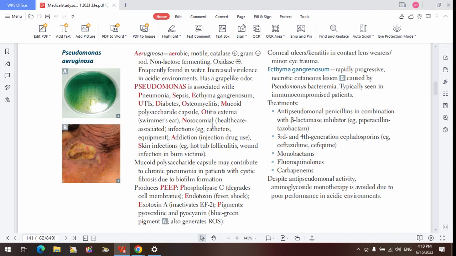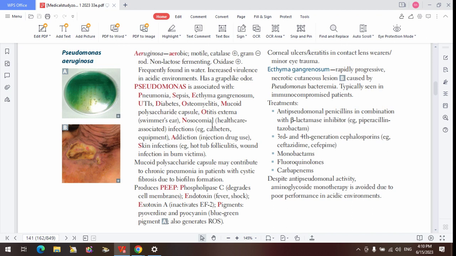Pseudomonas is one of those encapsulated organisms that we listed. I'm not sure we use a code for them, we just try to list some of them, like group B Streptococcus, Klebsiella, E. coli, Pseudomonas, Haemophilus influenzae, Neisseria. So Pseudomonas is also one of them. It is encapsulated. It has a mucoid polysaccharide capsule, so that also helps it as a virulence factor.